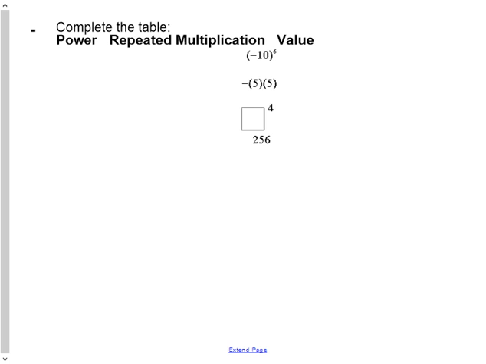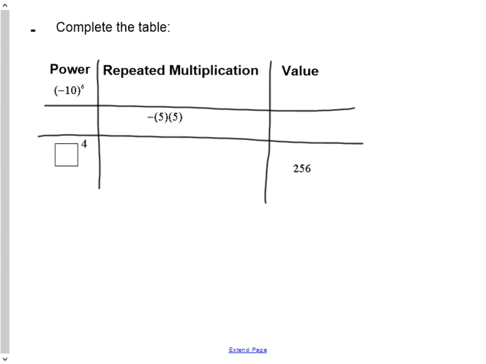Your next question. It doesn't have a question number. What question number is this? 7. So question number 7 says complete the table. So negative 10 in brackets to the exponent of 6 means negative 10 is the base.